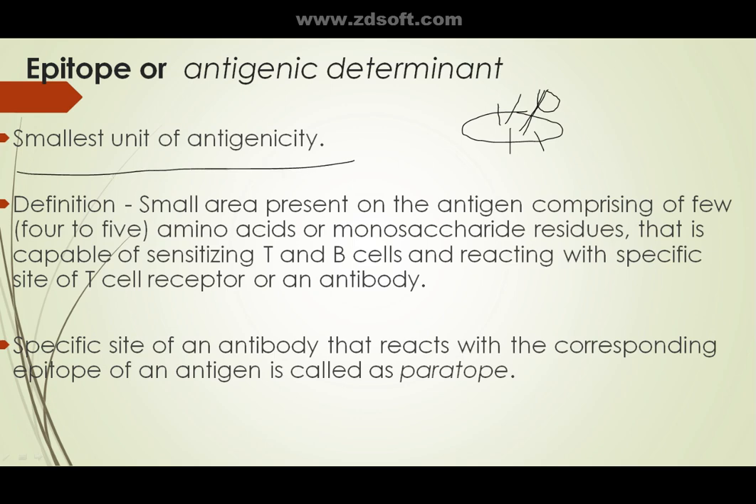So, how is it defined? It is a small area present on the antigen comprising a few amino acids or monosaccharide residues that is capable of sensitizing the T and B cells and reacting with the specific site of the T cell receptors or the antibody. This is the definition of the epitope. You can just take a screenshot of this. This will serve as your 2-mark answer.